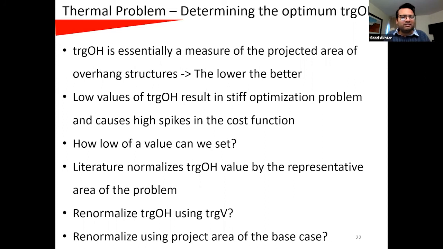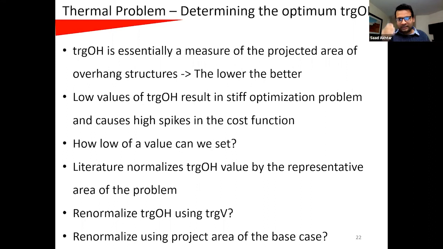So how low a value can we set? The literature normalizes the target OH value by the representative area of the problem, but is that the best way to do it? Can we normalize it using target volume, or should we normalize it using the projected area of the base case? These are some of the questions that we're asking ourselves, so that we could get a more robust understanding of how we should set this value for both thermal and thermofluid problems, because we want this methodology to be as agnostic to the problem as possible. We didn't want it to depend on a particular problem. So that's why it's very important for us to develop those guidelines.